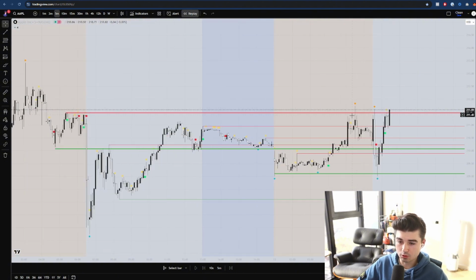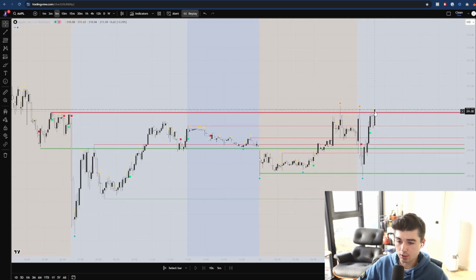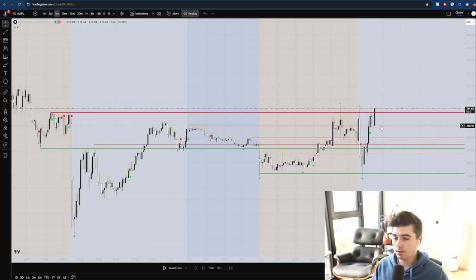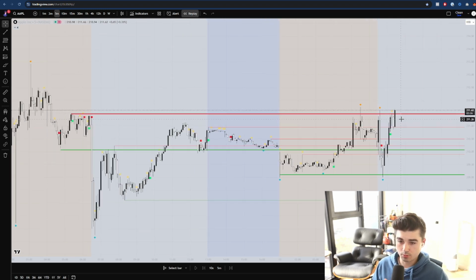It's tried a couple times. It tried in pre-market. It tried now. If it doesn't break through now, it's probably going to reject and it'll probably go back down to this level right here. So this is how I would use it in real time. I'm just giving you the real time play by play, and we see here that it's trying to push through it right here. Maybe it'll do it, maybe it won't do it.